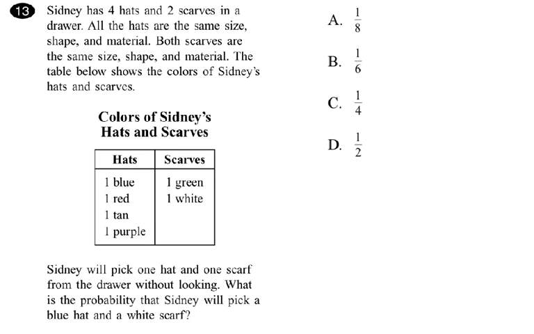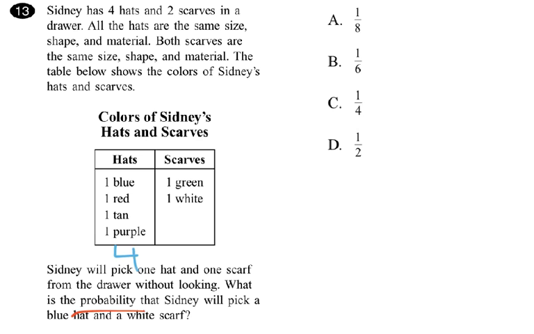Number 13, this is a probability kind of question here, right? We see that at the bottom there. It's talking about what's the probability that Sydney will pick a blue hat and a white scarf. Well, how many combinations do we have?